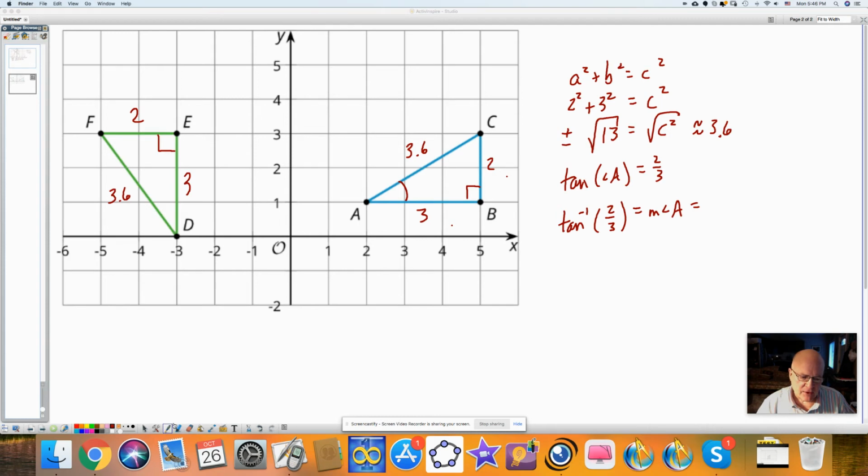And then to find the other angle, we'll just subtract that from 90, because 90 plus 90 is equal to 180, and so this has to equal 90. So if this is 34 degrees, my other angle would have to be 56 degrees. And the same thing is true over here. So this would be 56 degrees, and angle D would be 34 degrees.